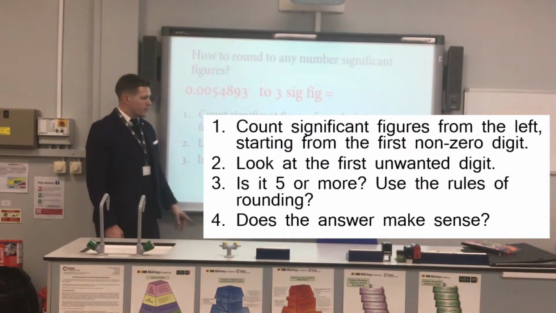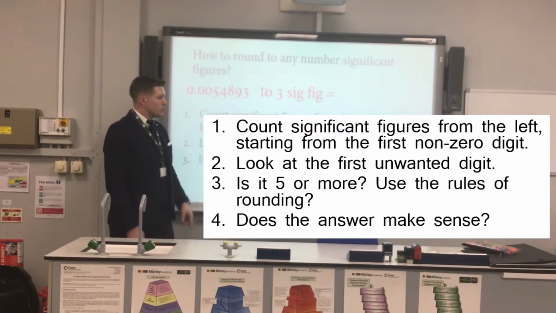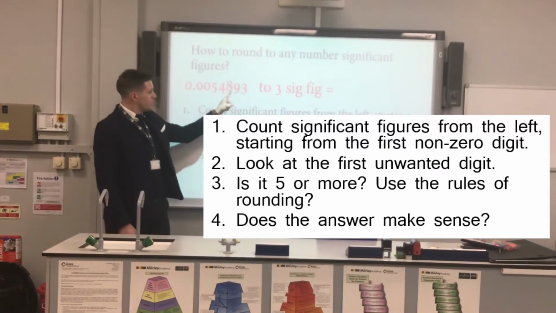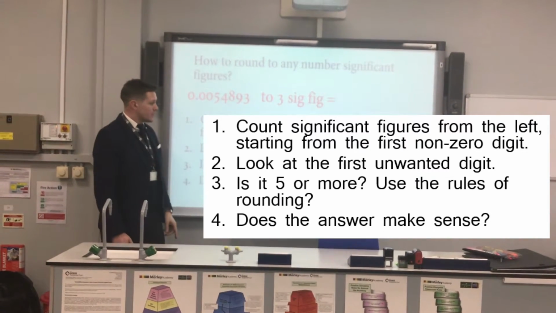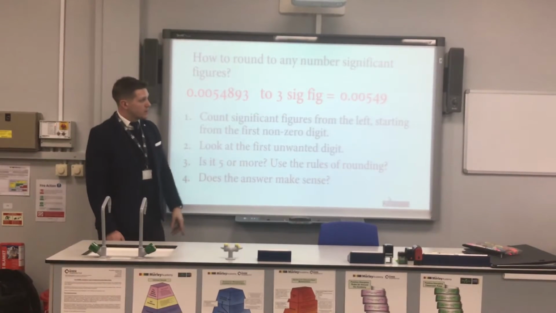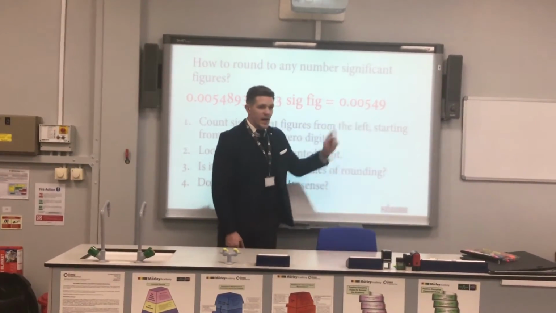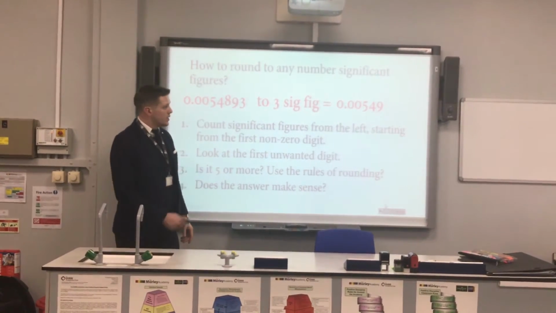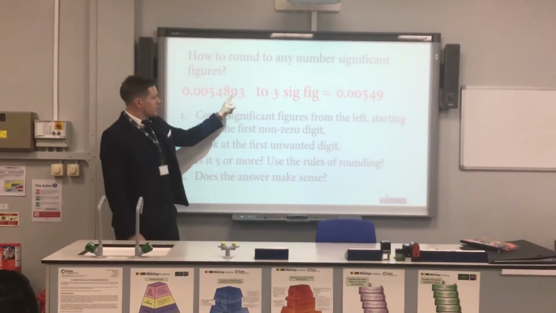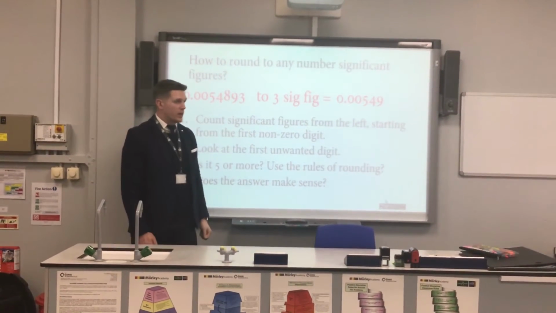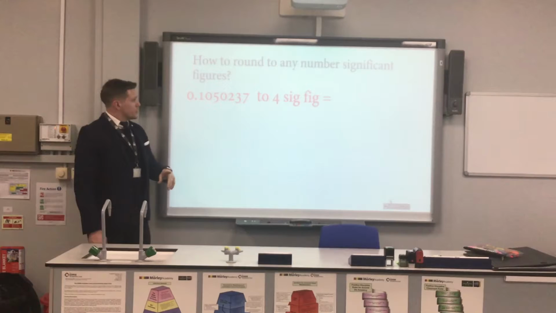Same rules as before, looking at my first unwanted digit, this time it's a 9. So, is it 5 or more? Yes. I'm going to use my rules for rounding. Because that's a 9, I round up, which means my 8 here is going to change. Have a look at our answer. We've got 0.00549. 3 significant figures, not including those zeros, and we rounded our 8 up to 9 because of the first unwanted value.